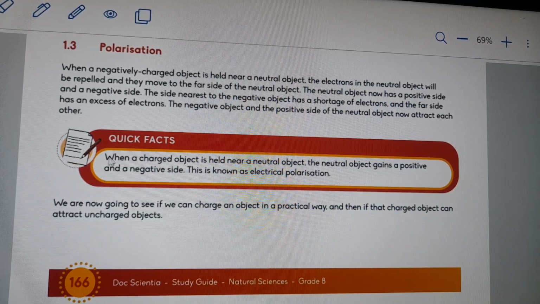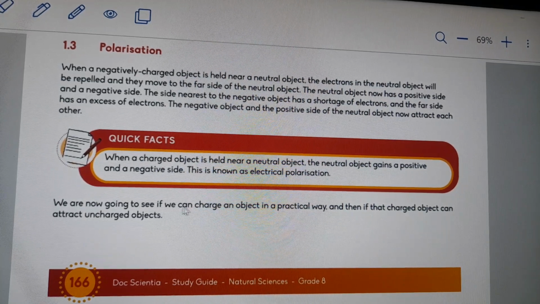Under the quick facts, when a charged object is held near a neutral object, the neutral object gains a positive and negative side. This is known as electrical polarization. You need to know the definition of polarization. Polarization is when a charged object is held near a neutral object, the neutral object gains a positive and a negative side.